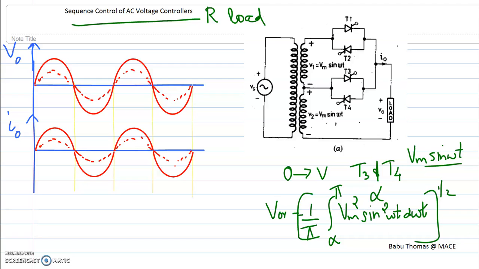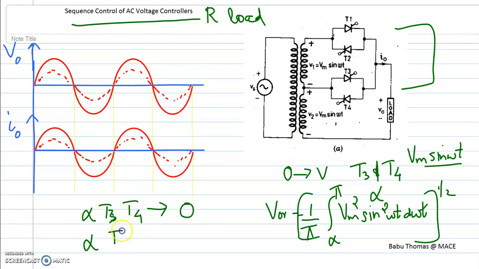Now, when both sets of thyristor pairs T1, T2 and T3, T4 are in operation, then alpha for T3 and T4 will be 0, and alpha for T1 and T2 is controlled from 0 to 180 degrees in order to get the voltage variation from V to 2V.